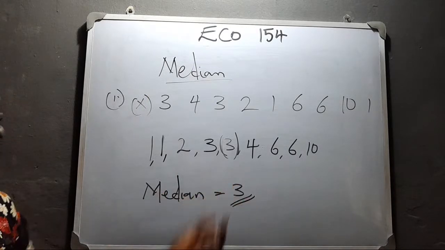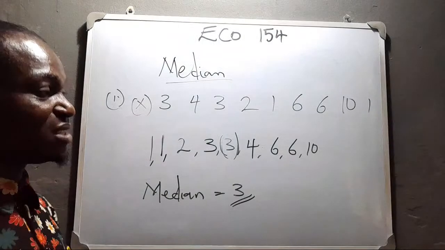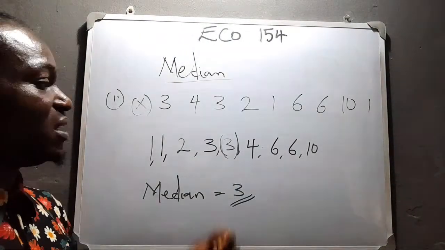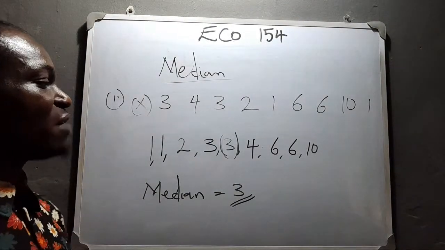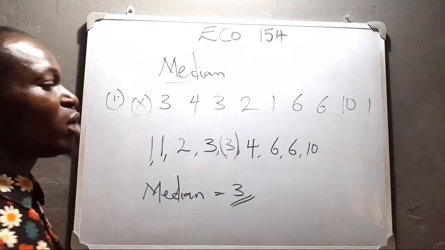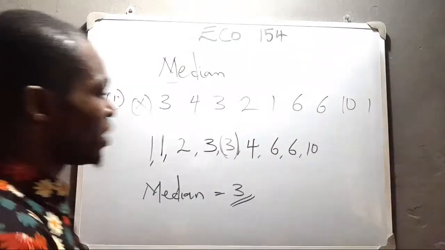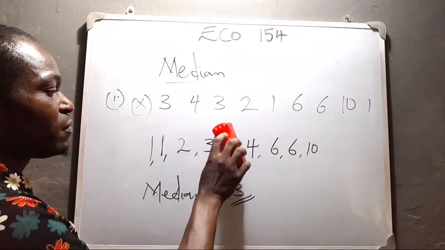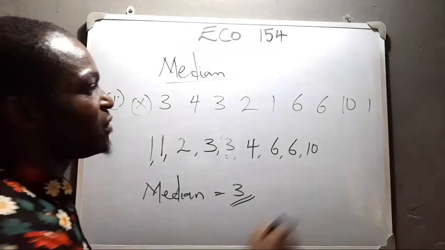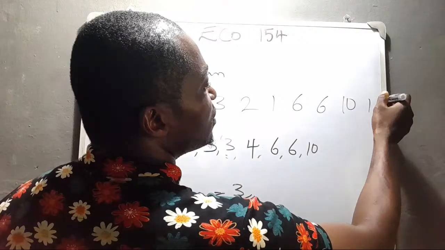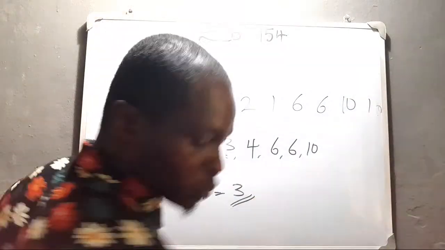In some cases, we have 10 numbers in the distribution. In the case where we have 10 numbers in the distribution, what we just do is, let's take for example, we have 3 here. Let's say we have 10 also. We have two 10s.